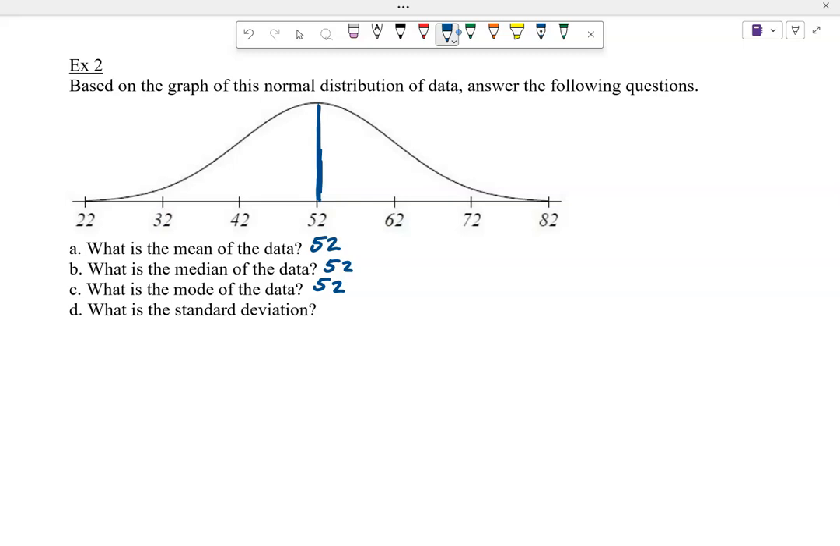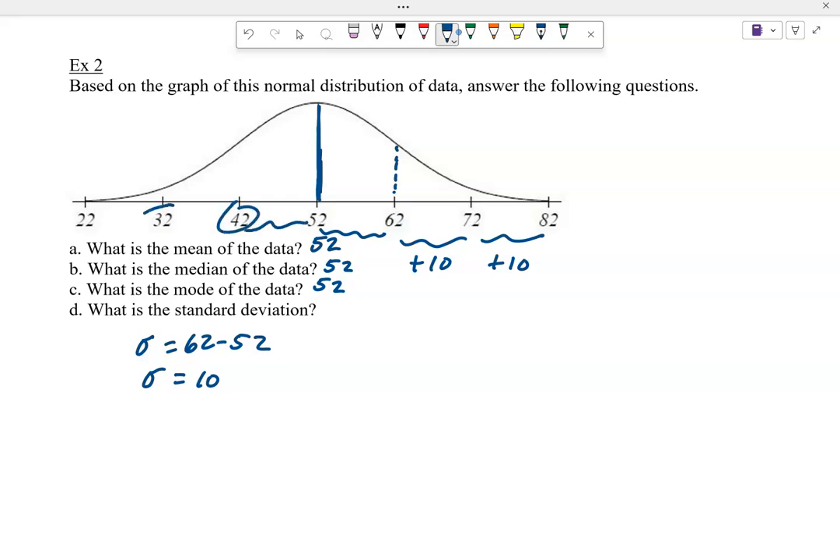As for the standard deviation, well, I know that's 1 standard deviation above. So how much did it go up? From 52 to 62, my standard deviation would be 10. See how it goes up 10 again, and then it goes up 10 again, and then it's going down 10 to 42, and then down 10, and then down 10, right? So our standard deviation must be 10. Standard deviation meaning the average deviation from the mean.